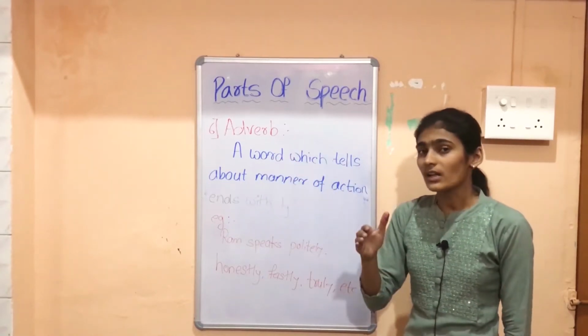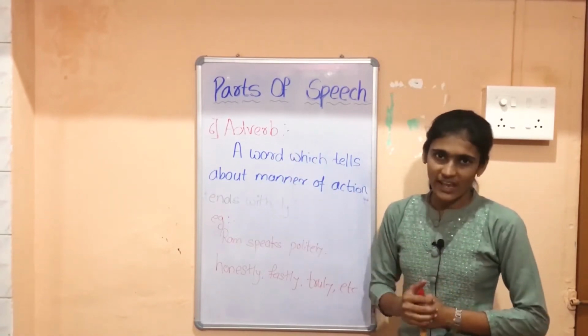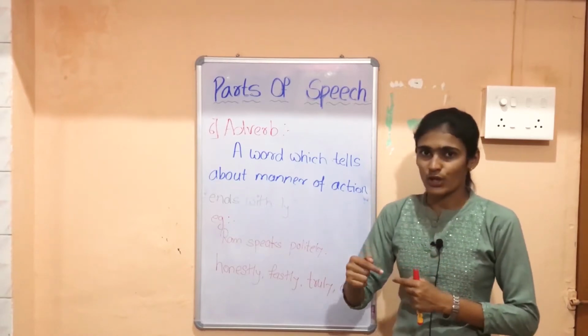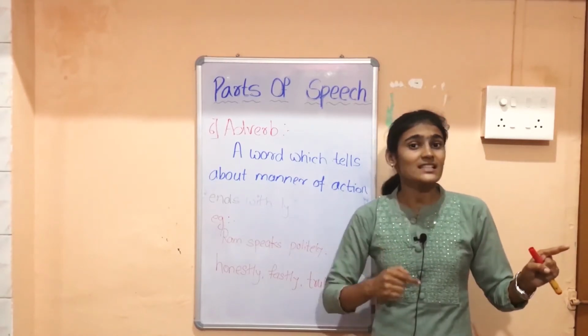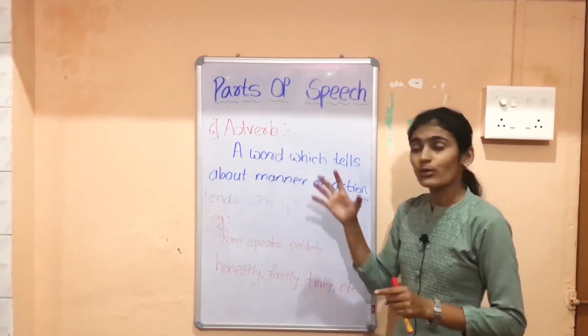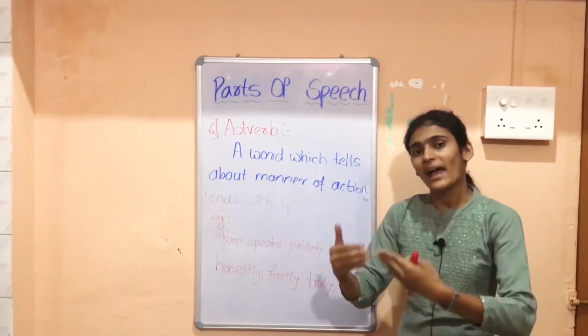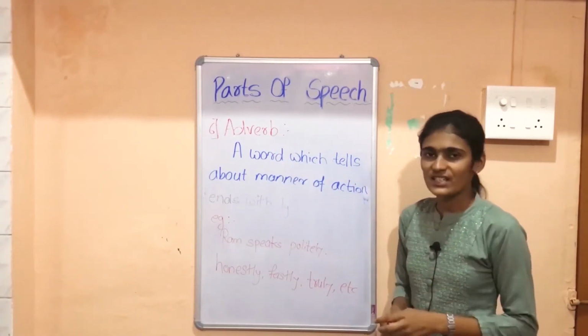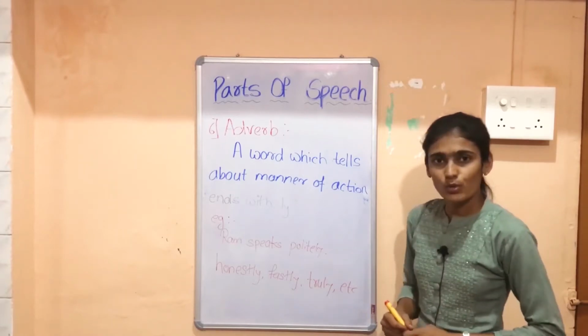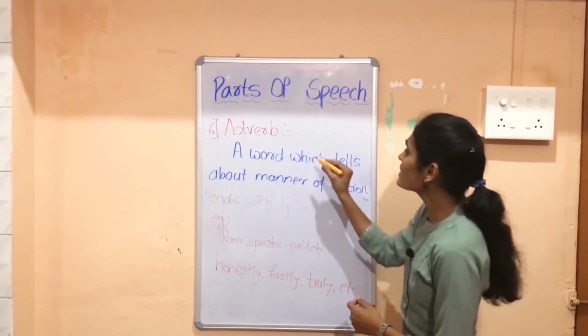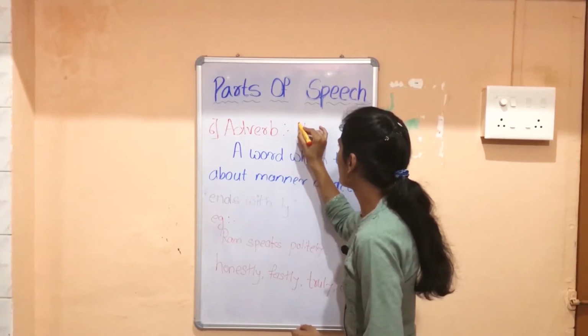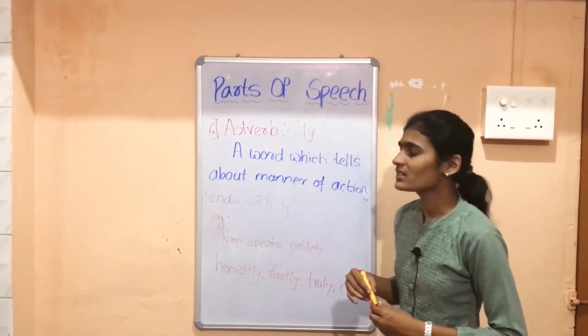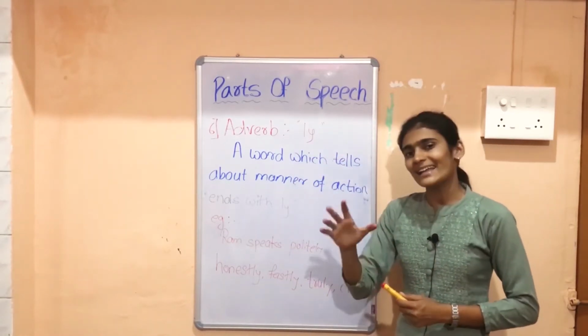An adverb is a word which tells about the manner of the actions, means how the actions are going on. Verb was the word which tells about the actions, and adverbs are the words which tell about the manner of the actions, means how the actions are going on. Here I would like to give you one trick, that adverbs mostly end with ly. If you see a word which ends with ly, that is the adverb.